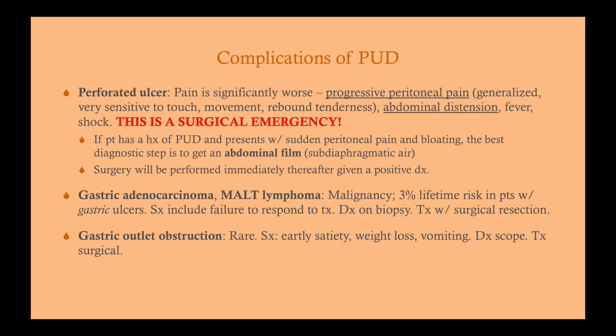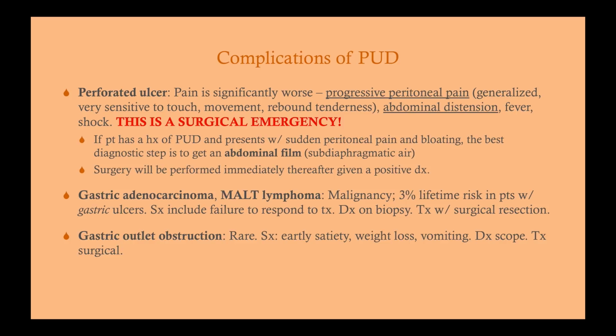Gastric adenocarcinoma, MALT lymphoma. MALT lymphoma can come on from an H. pylori infection. The treatment is interestingly the exact same if it's low grade. So these can kind of masquerade as one another. These are both malignancies. There's a 3% lifetime risk in patients with gastric ulcers. The symptoms include failure to respond to treatment.